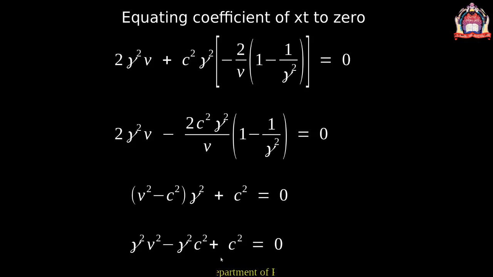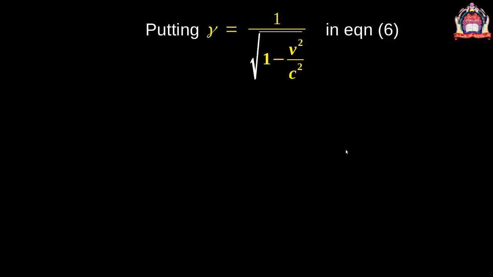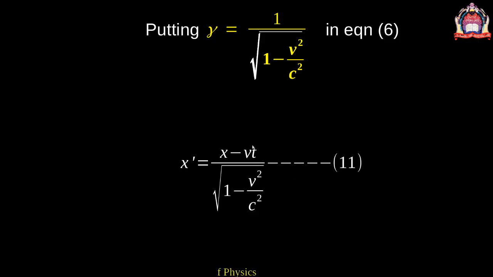Then we know that gamma is nothing but 1 divided by under root of 1 minus v square by c square. So putting this value in this equation, gamma is equal to 1 by under root of 1 minus v square by c square. Now by putting this value we get x dash is equal to x minus vt divided by square root of 1 minus v square by c square. So 1 by square root of 1 minus v square by c square is the gamma.